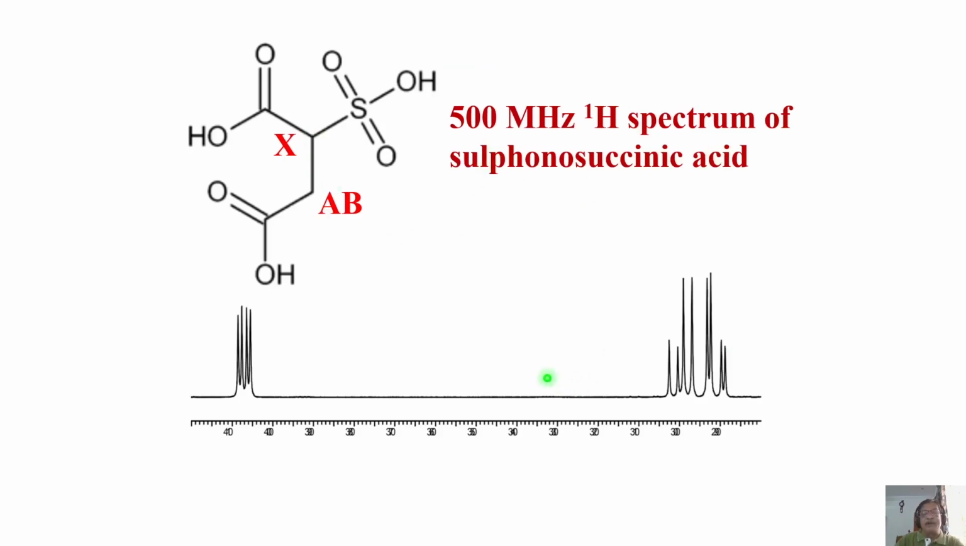It is a 500 MHz proton spectrum of sulfonoxyxenic acid. These 2 protons are chemically non-equivalent and form an AB spin system. They are strongly coupled, but together with this proton, they are weakly coupled. These 2 are strongly coupled. Each of them with this is weakly coupled. So it is a classic example of an ABX spin system. As I told you, the AB part has 2 AB subspectra and the X part has 6 lines, 2 are not visible, so you get 4 lines. This is the example of an ABX.